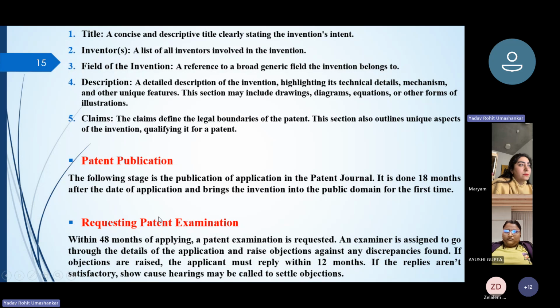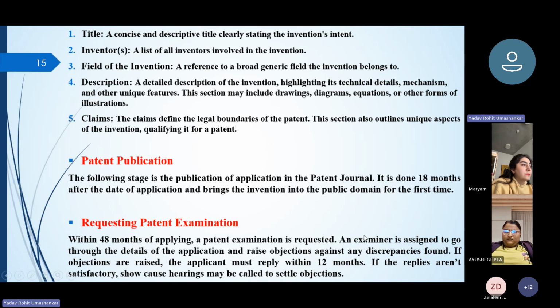Then request for patent examination. Once the patent publication has been done, it goes to the public domain. Then there will be a patent examination. So within 48 months of applying, a patent examination is requested. An examiner is assigned to go through the details of the application, and he or she will raise objections if he or she finds any discrepancies in your invention. You need to reply within 12 months of that.